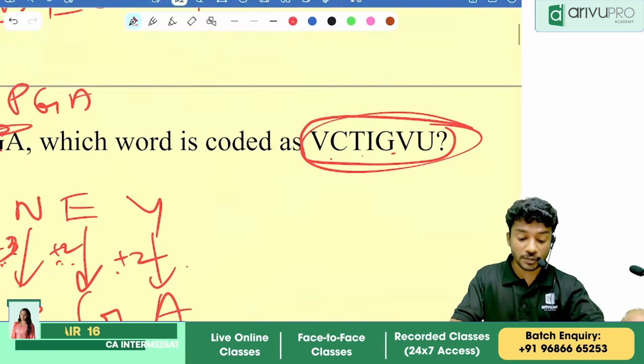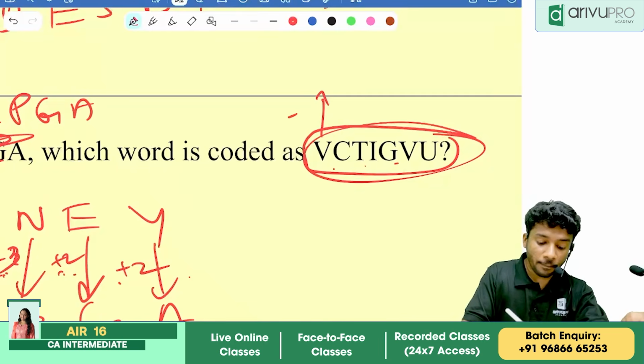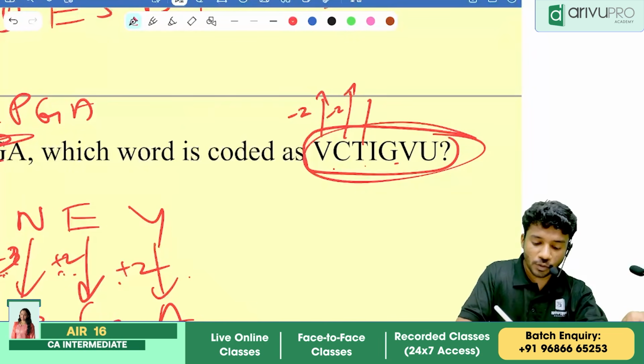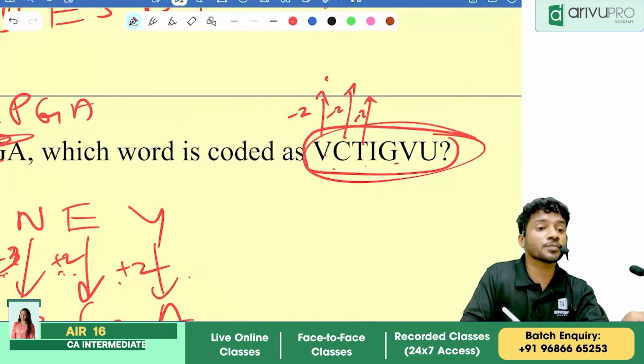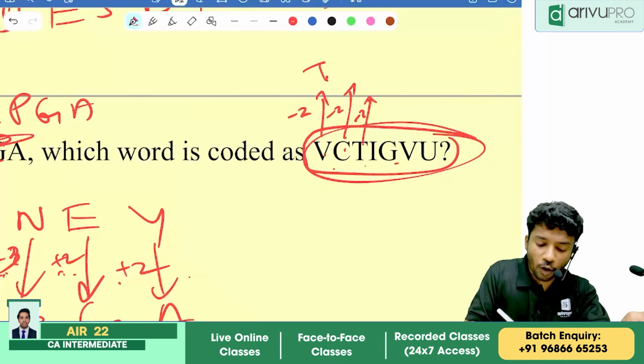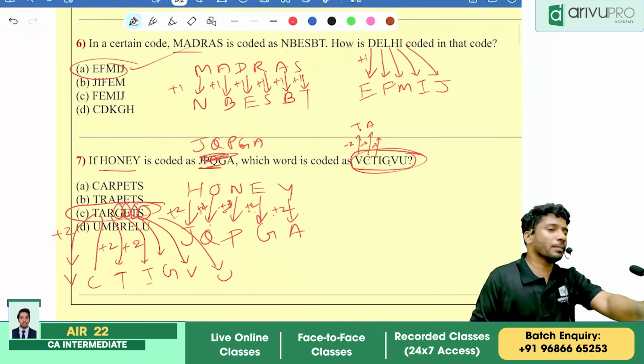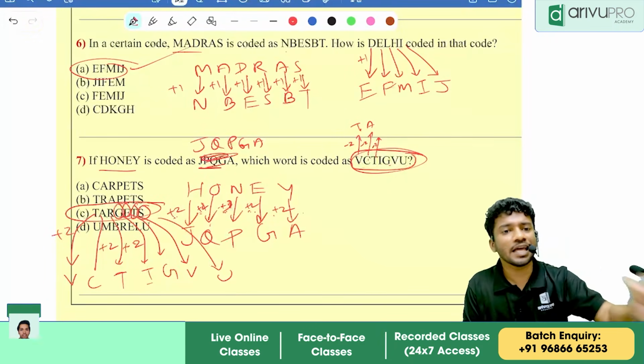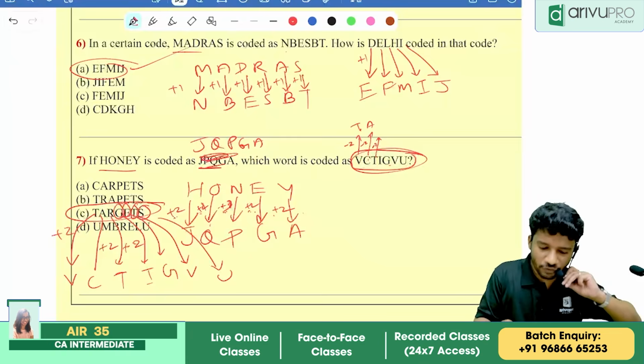If you are going from the coding angle, you should go with minus 2. What are the 2 letters before V? T. What is the 2 letters before C? A. Likewise, you will solve it. Any of the methods you can use and you can get the answer. Can we go further ahead?